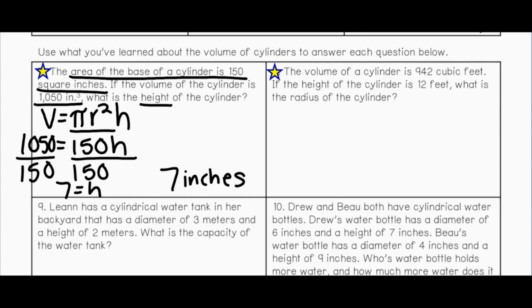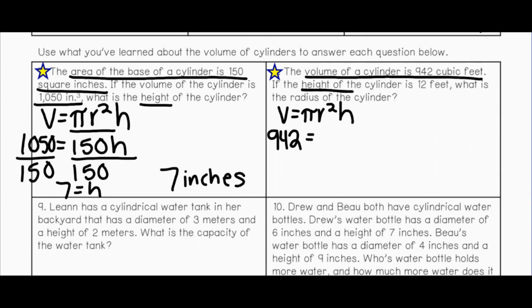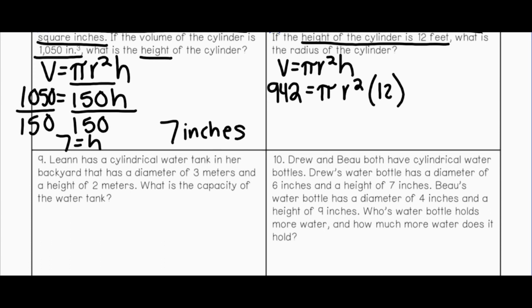Number 8, the volume of a cylinder is 942 cubic feet. If the height of the cylinder is 12 feet, what is the radius of the cylinder? Again, we're going to start with our formula. Volume is equal to pi r squared times height. They gave us the volume of our cylinder to be 942, so we're going to replace V with 942. They gave us the height of the cylinder, which is 12. So pi r squared times h, which is 12. What is the radius of the cylinder? So we have to solve for r.